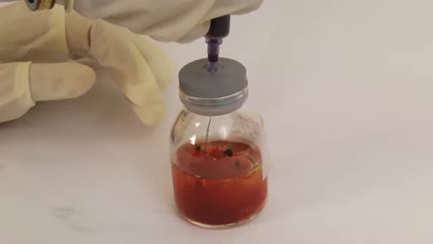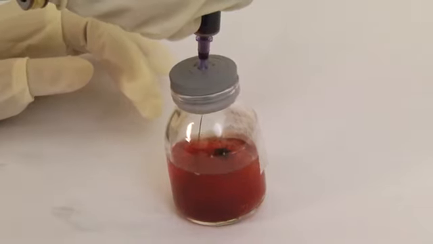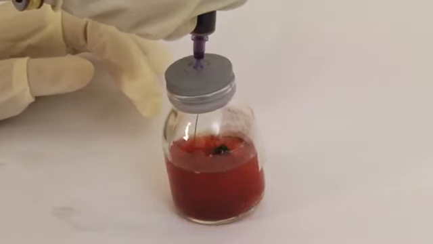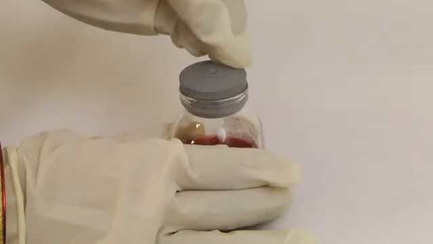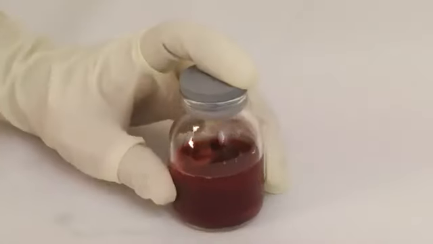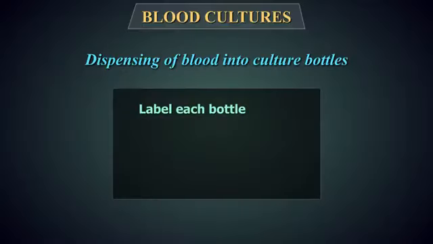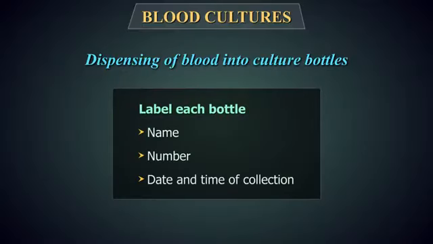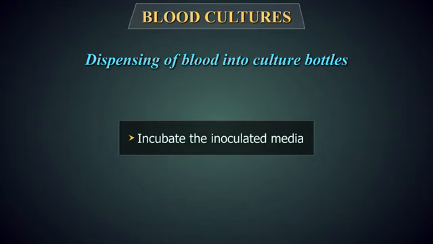When also culturing for anaerobes, dispense about 5 milliliters of blood into the thioglycolate culture medium containing 50 milliliters of broth. Using a fresh ethanol ether swab, wipe the top of each culture bottle. Mix the blood with the broth and do not allow it to clot, as any bacteria, if present, will become trapped in the clot. Label each bottle with the name and number of the patient and the date and time of collection. As soon as possible, incubate the inoculated media.